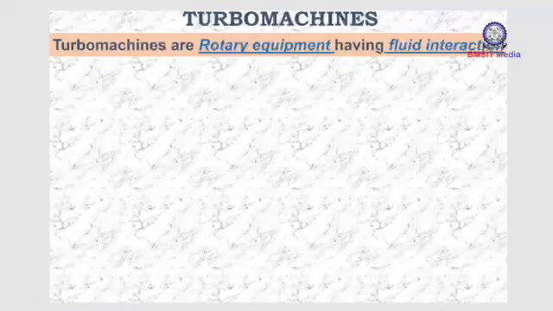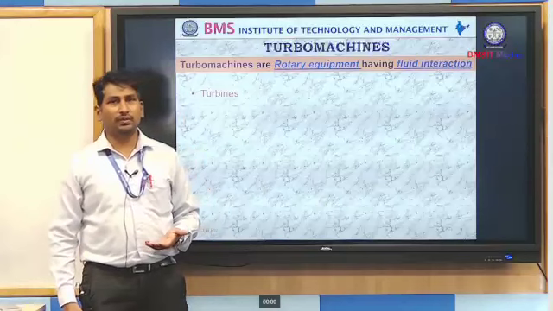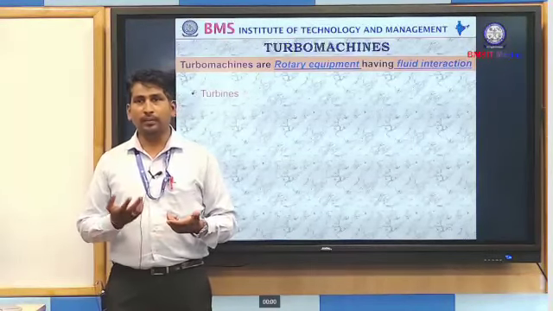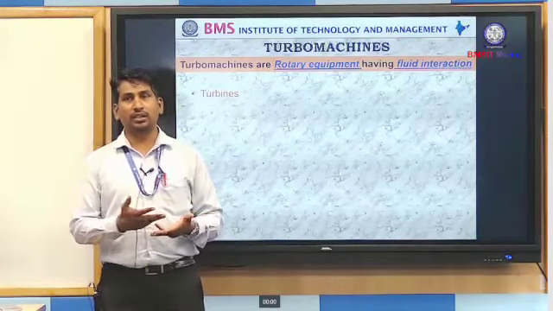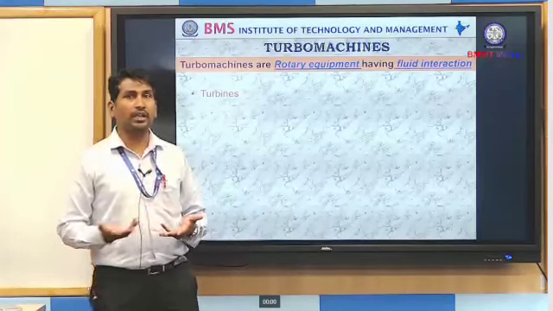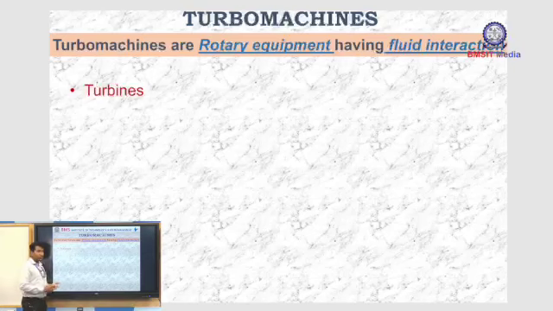For a few examples, I have given here, turbines. As we all know, turbines are classified as hydraulic turbine, steam turbine, gas turbine, windmills, and all those things are turbines, where they are used for generating power. All those have rotary motion, as well as the fluid is interacting.